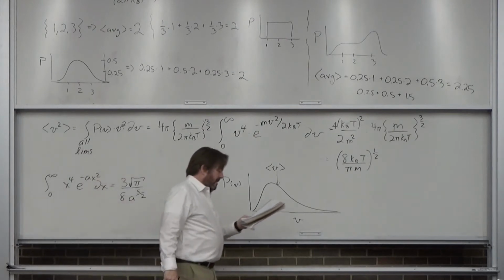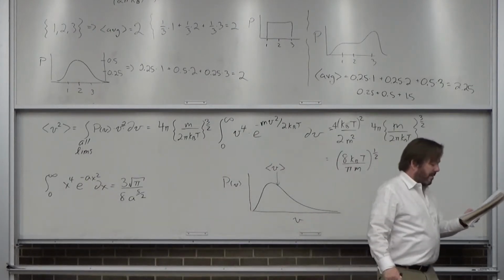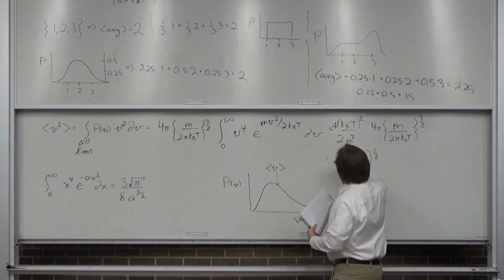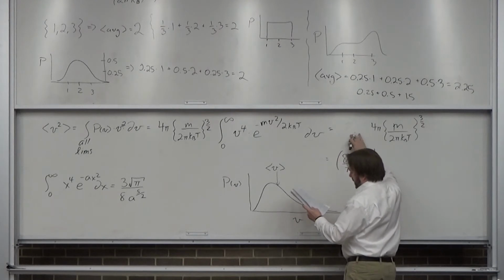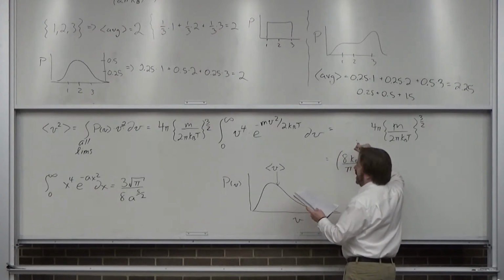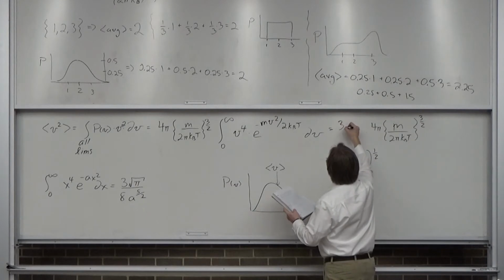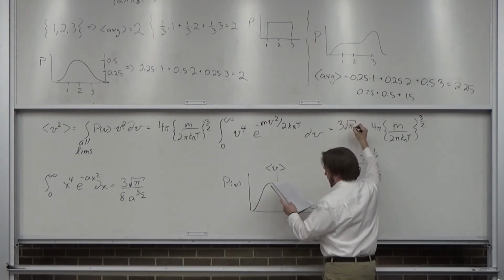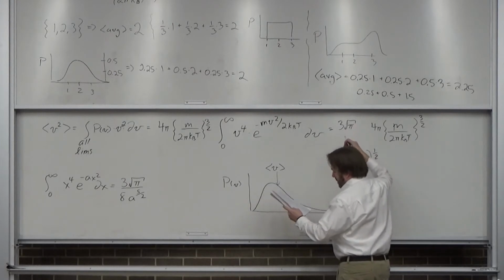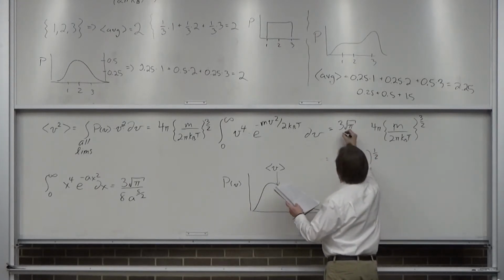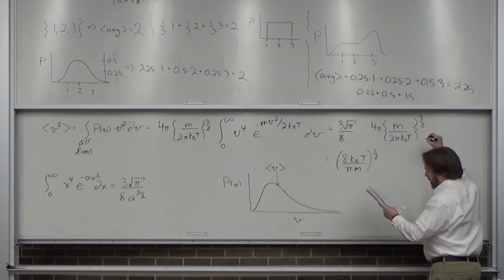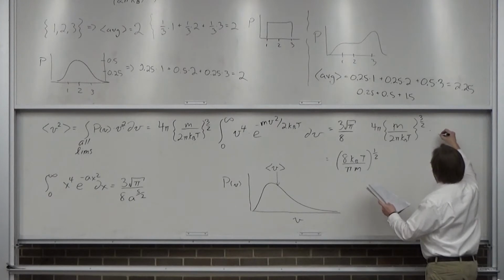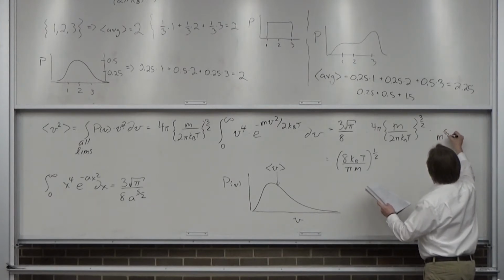So notice that instead of, yeah, it's a little bit more complicated. Okay, so when you get, okay, so the normalizer is still the normalizer. Let me look at this. So you still get 3 square root of pi, over 8. There's the constants, there's the normalizer, and then you end up with m to the 5 halves over 2 kBt.